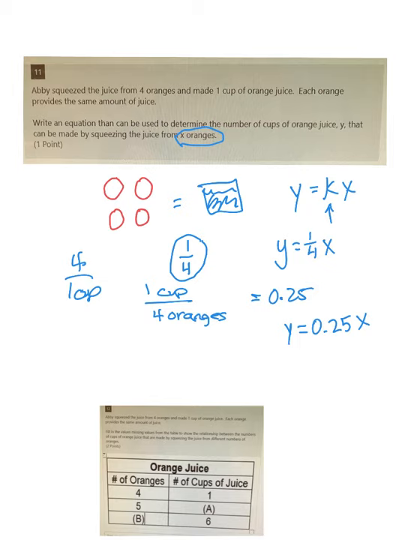Because they want to know how much you get per orange. And every 1 orange only gives you 1/4 of that cup. 4 oranges is what you need to make 1 whole cup. So that was the tricky part for this one, is that because x was oranges, the unit rate was based on the orange. And it takes 4 oranges to make a full cup, so your unit rate for every 1 orange, you only get 1/4 cup of juice.